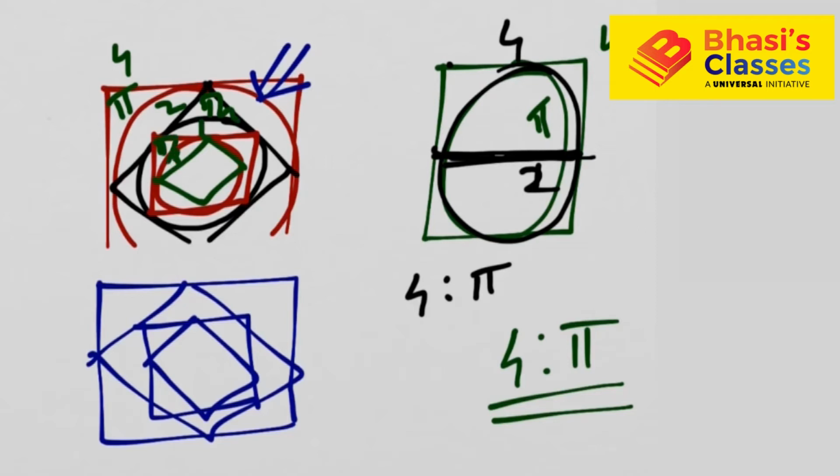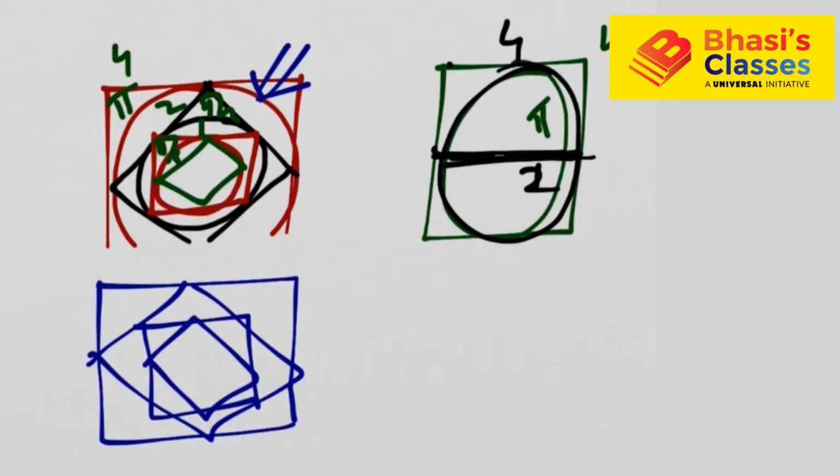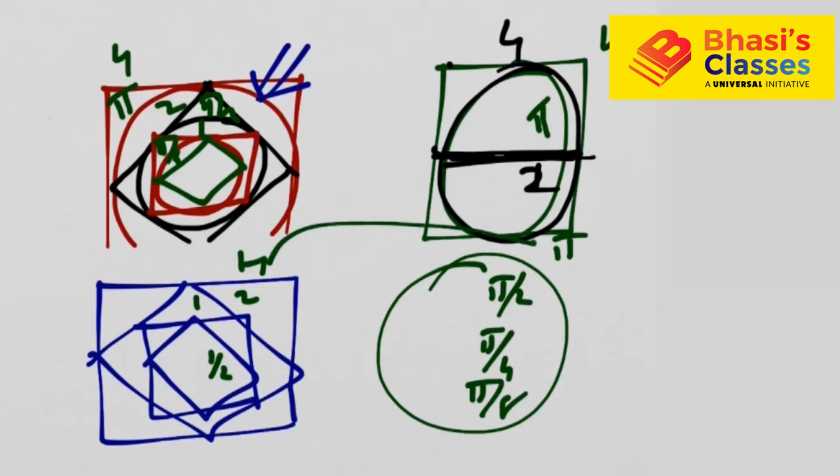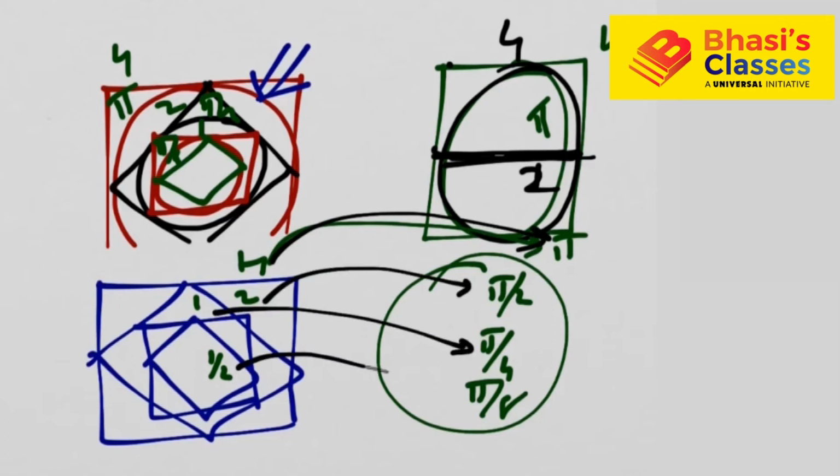Like that it will go, right? So all these will be in the ratio. This will be 4, this is 2, this is 1, this is half of it, 1 by 2, etc. It will go. Same way if you take the circles, the circles will be in the ratio pi, pi by 2, pi by 4, pi by 8, etc. So for 4 it is pi, this is how it will work. For 4 it is pi, for 2 it is pi by 2, for 1 it is pi by 4, for 1 by 2 it is pi by 8.